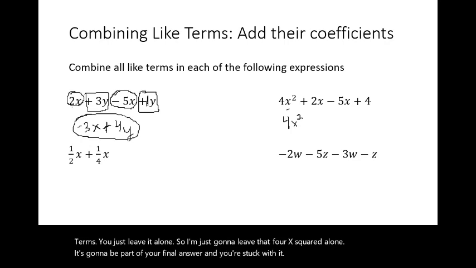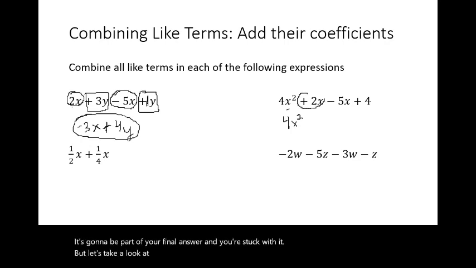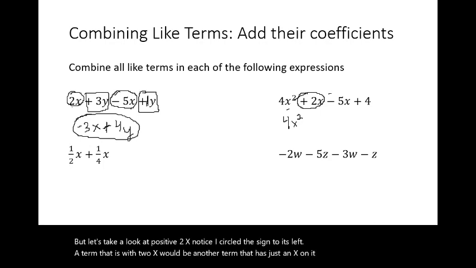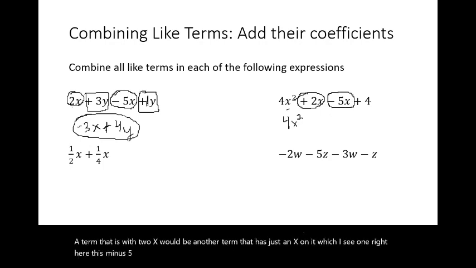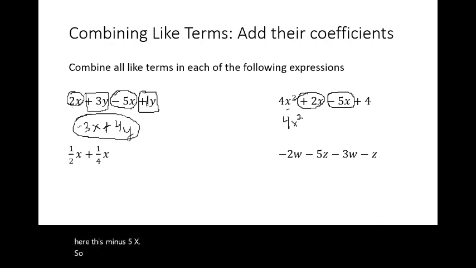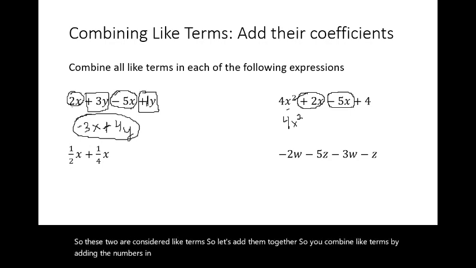But let's take a look at positive 2x. Notice I circled the sign to its left. A term that is like with 2x would be another term that has just an x on it, which I see one right here, this minus 5x. So these two are considered like terms, so let's add them together. You combine like terms by adding the numbers in front. 2 plus negative 5 is negative 3, and then I'm going to leave the x alone.